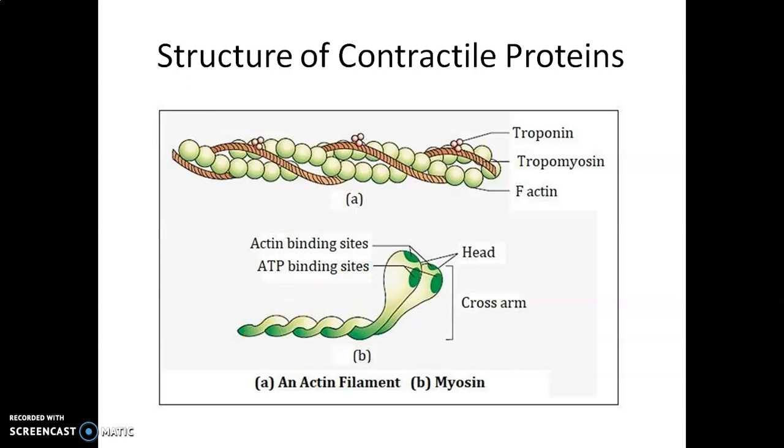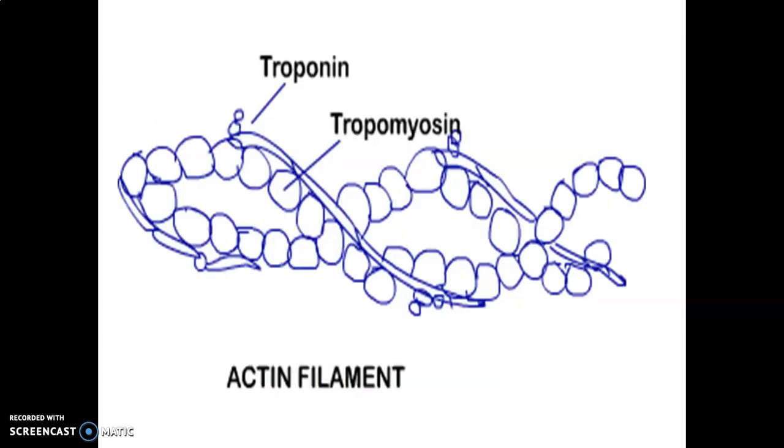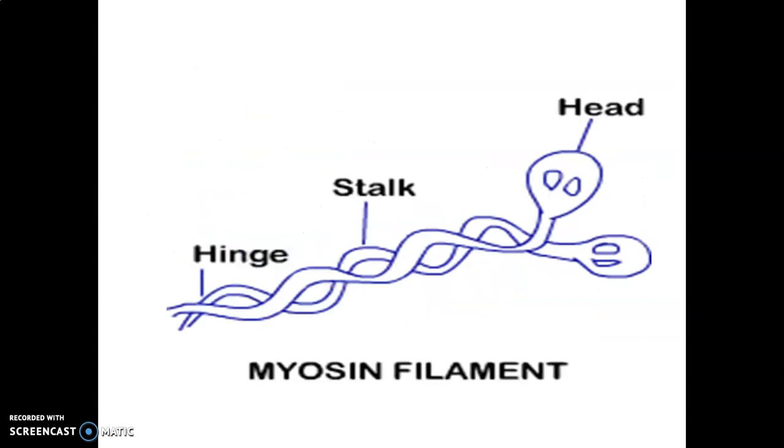The HMM, the heavy one, has a head and short arm that project outwards at regular distance and angle from each other from the surface of a polymerized myosin filament, and is known as the crow's arm. The globular head is an active ATPase enzyme and has binding sites for ATP and active sites for actin. The ATP is required for the action. See children, the actin filament with troponin and tropomyosin, and the myosin filament with head, stalk and hinge or tail, short arm and head. Clear?